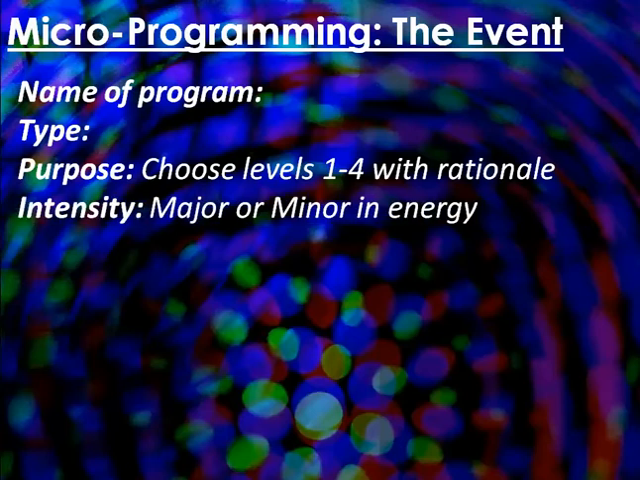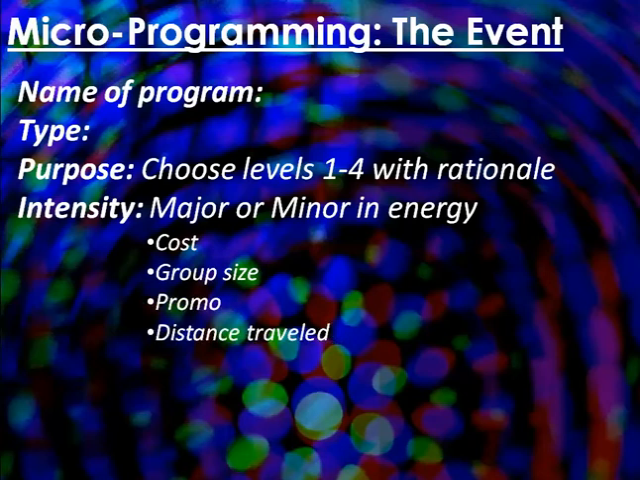The next one is intensity. And when we deal with intensity, a program can be major or minor in energy, and several factors play into that. You can see them on your screen there as well as in your work text. Cost, group size, the amount of promotion, if you're doing radio promo or a massive mail out, as opposed to emails. One is major, one is minor. Distance traveled with the event. That's another thing that comes into play when we think about major and minor energy, as well as time involved.